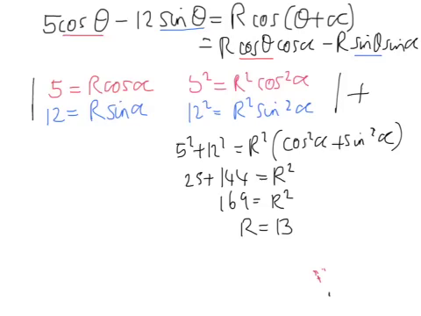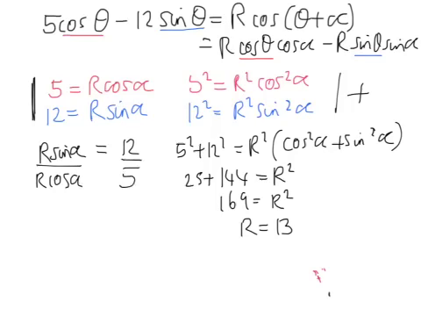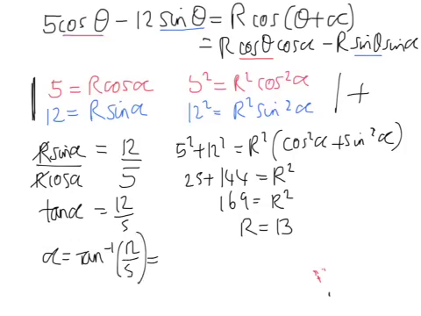Now we need to come back to our original equations up here and work out what alpha is. Now, to do that, we write one of the equations on top of the other, and it makes sense to write them this way up. You'll see why in a second. So we've got r sine alpha, which is equal to 12, over r cos alpha, which is 5. So we've got that equation. On that, the r's will cancel, and we're just left with sine alpha over cos alpha, which is, of course, tan alpha, and that's equal to 12 over 5.